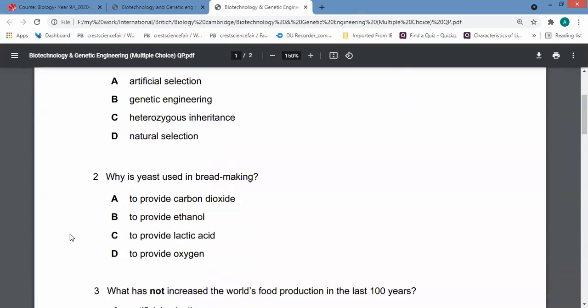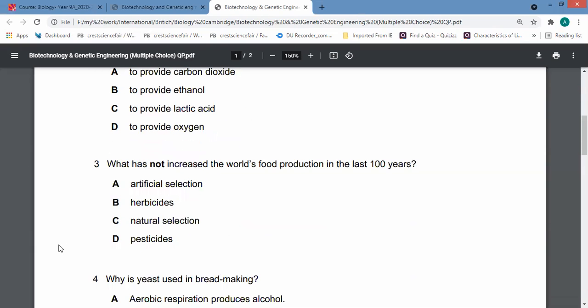Next question. Why is yeast used in bread making? To provide carbon dioxide, ethanol, lactic acid, or oxygen? Jasmine? To provide carbon dioxide. To provide carbon dioxide to make the bread rise, okay? Next.